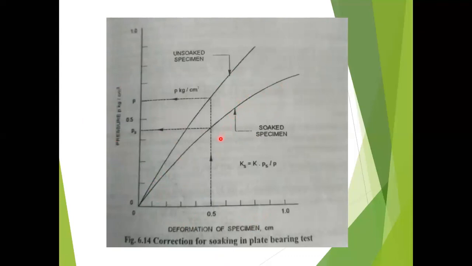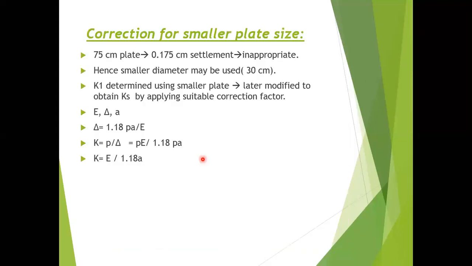After that, in the previous condition, you are plotting at 0.125, right? Like that, here they have taken 0.5 and obtained the pressure. For 0.5, they have obtained a lesser pressure here, and for unsoaked condition, the pressure will be more. Like that you have to plot the graph. And there will be a small correction. You have to apply that correction.